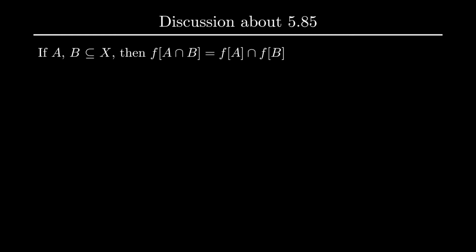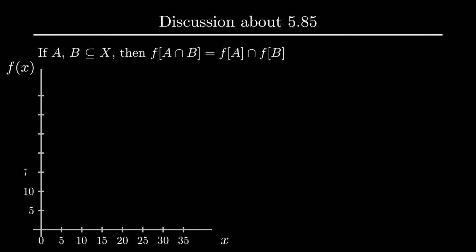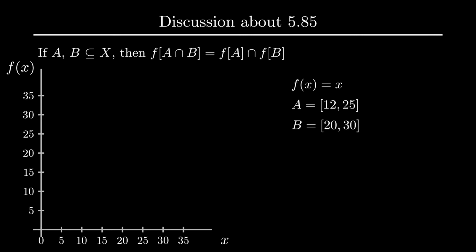Let's draw an xy plane and set the domain and codomain both to be all real numbers. So here, the x-axis represents the domain, and the y-axis represents the codomain. Consider the function f(x) equals x, with A being the closed interval from 12 to 25, and B being the closed interval from 20 to 30. We want to see if the intersection of f(A) and f(B) equals f(A intersect B).